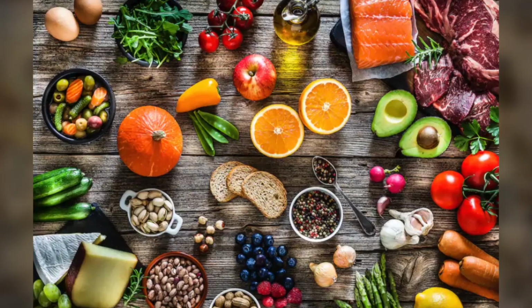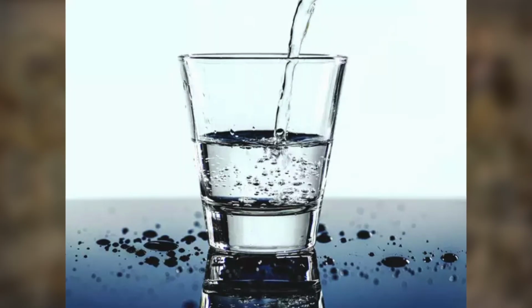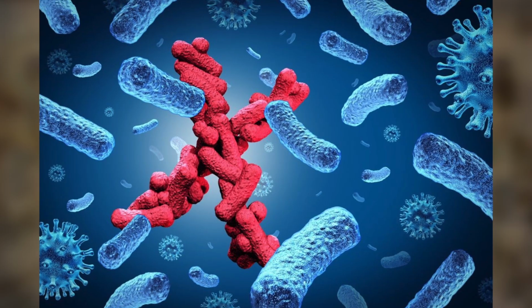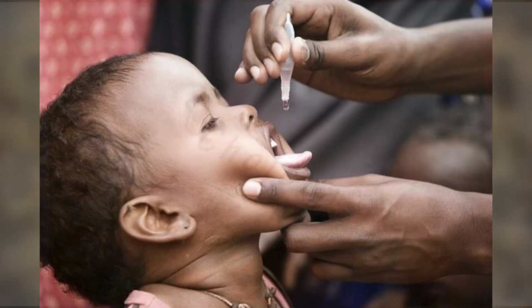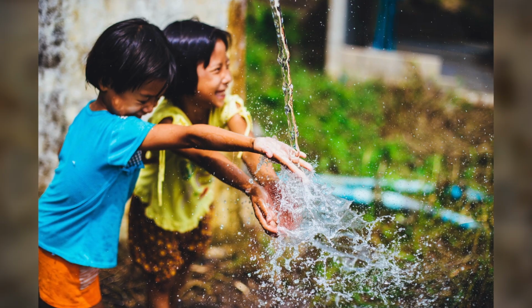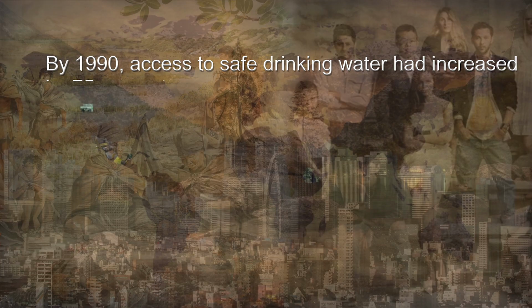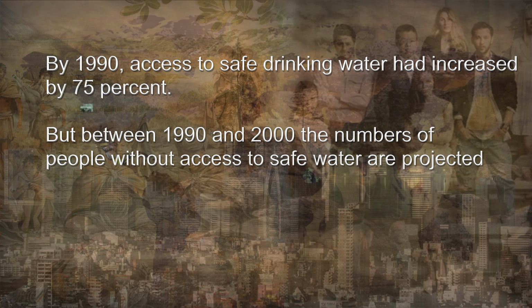People have concerns about survival and daily living, such as meeting basic needs: food, water and housing. First, access to safe drinking water was related to the incidence of epidemic diseases such as cholera and child survival. Less than 50% of the population had access to safe drinking water before 1990. By 1990, access to safe drinking water had increased by 75%. But between 1990 and 2000, the number of people without access to safe water is projected to increase.